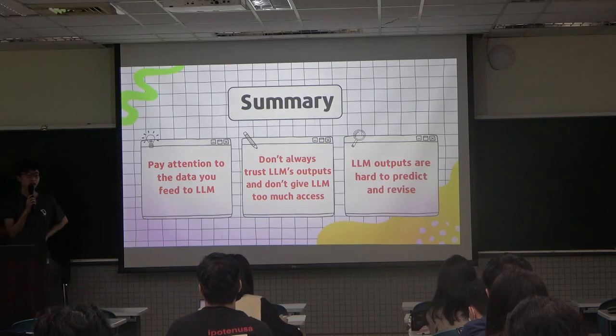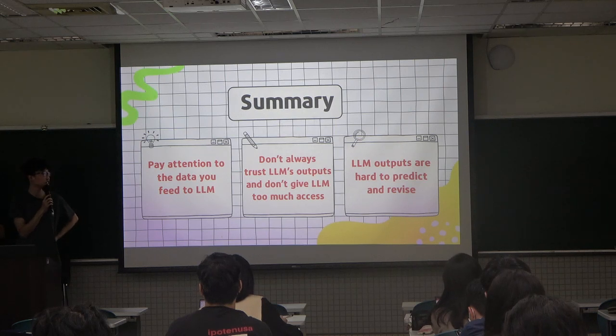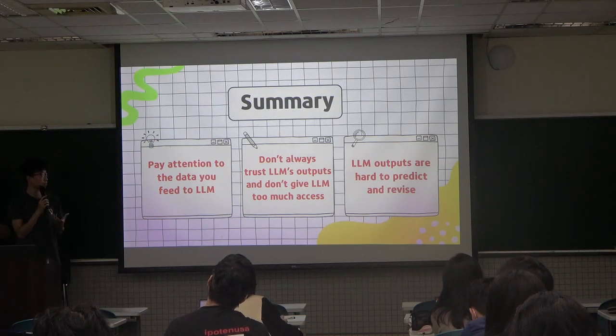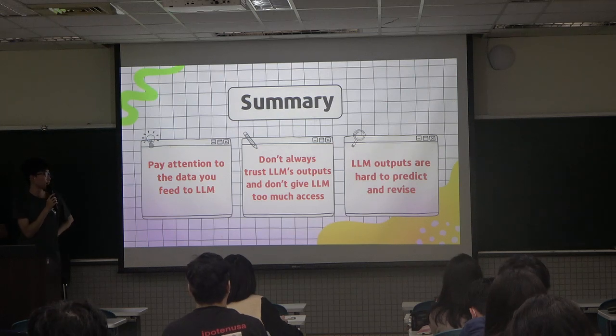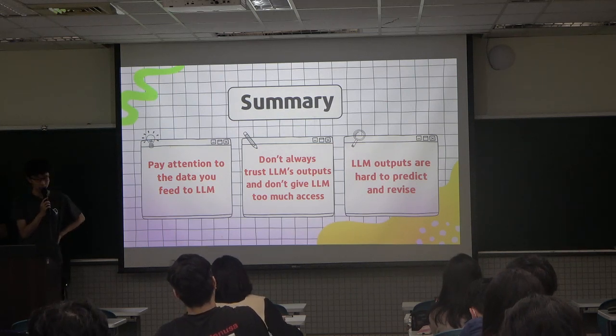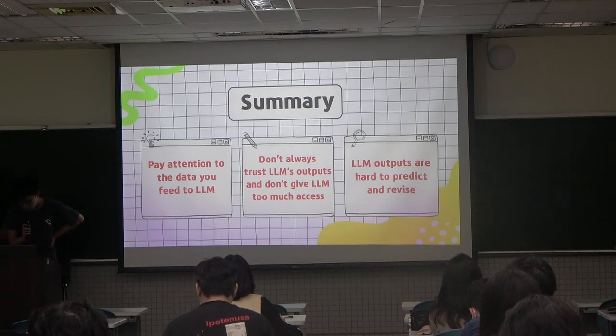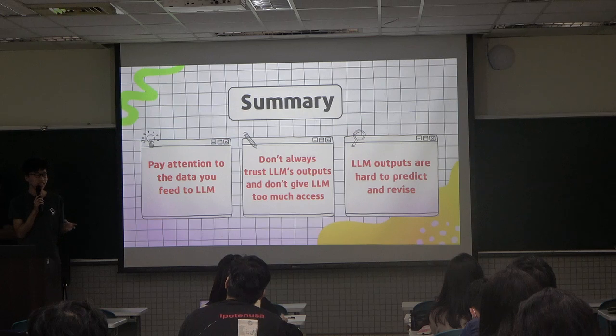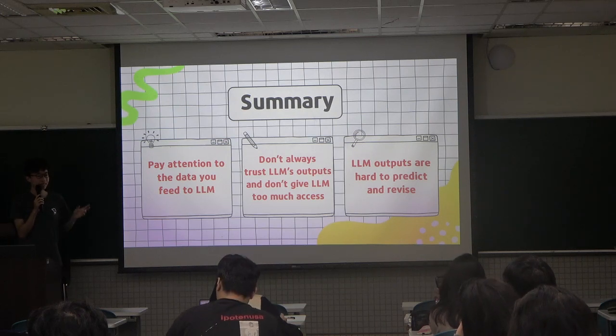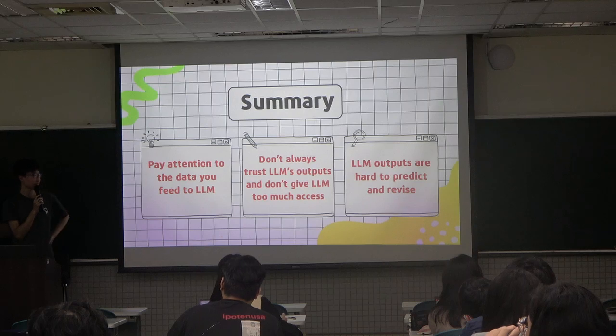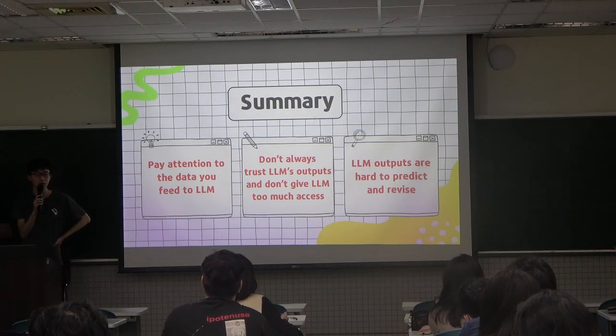Okay, here is our summary of today. The first one is that everyone should pay attention to the data we feed to the LLM, because if we feed private data to it, it may leak to others, or the attackers can get the data through indirect prompt injections. The second one is don't always trust LLM's outputs, because as you can see, we made ChatGPT summarize an article, but it drew a dog, so we cannot always trust it.